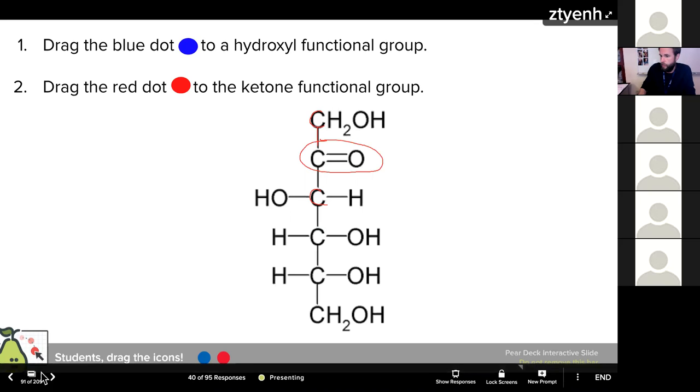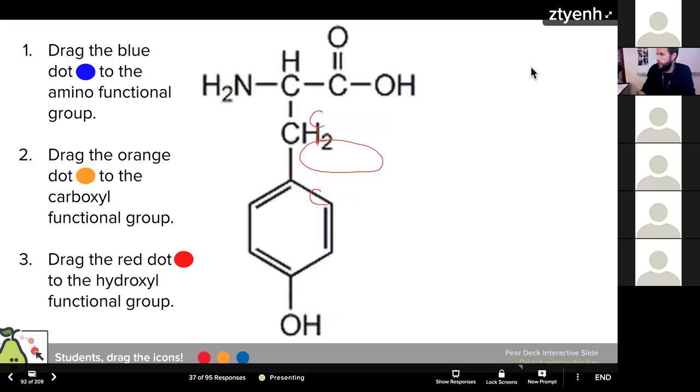Alrighty. And then the last one, I tried to create one that had a couple more functional groups associated with it. So amino, carboxyl, and yet another hydroxyl. How'd you do?